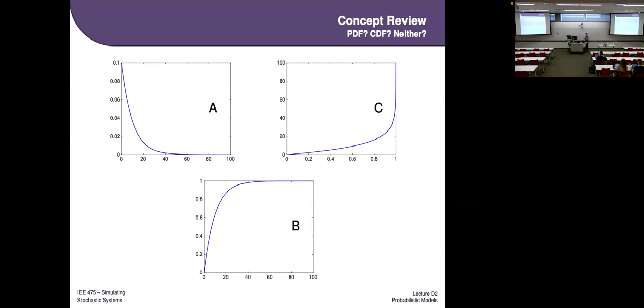All right, so C is a little tricky. I know for one, it can't be a cumulative distribution function, even though it's rising. Can someone here tell me why C can't be a CDF, a cumulative distribution function? What's wrong with it as a CDF? I can also take answers online.